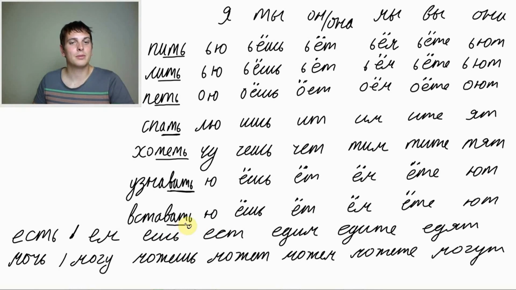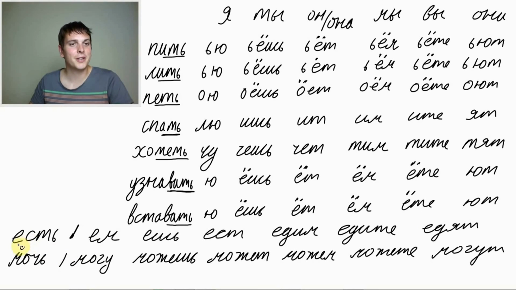Вставать, to get up. I'm getting up. Я встаю. He is getting up. Он встает. You in the plural form or in the polite form, you are getting up. Вы встаете. And they are getting up would be они встают.